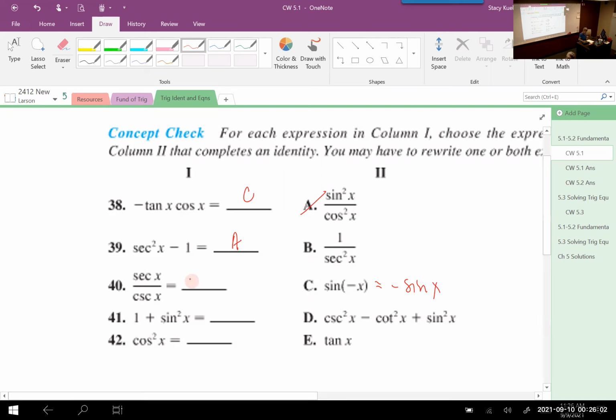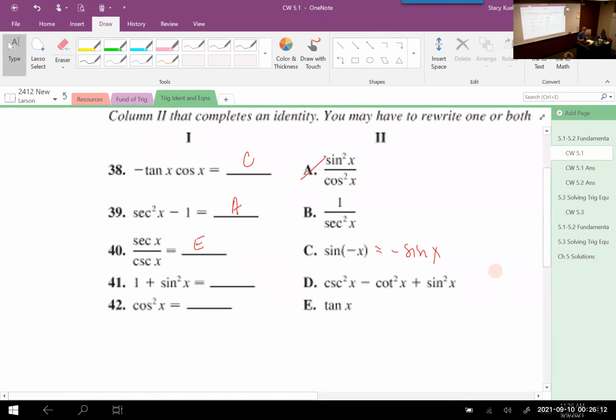40 would be E. So if I have secant x over 1 over cosecant x, secant is the same thing as 1 over cosine. 1 over cosecant is the same thing as sine, which is sine over cosine, or tangent. Okay, so we've got A, C, E.